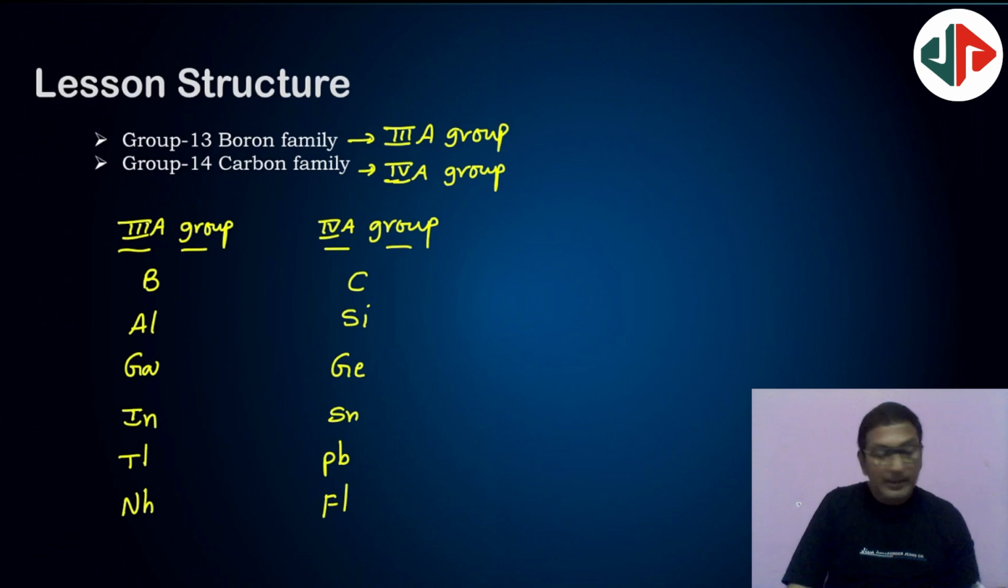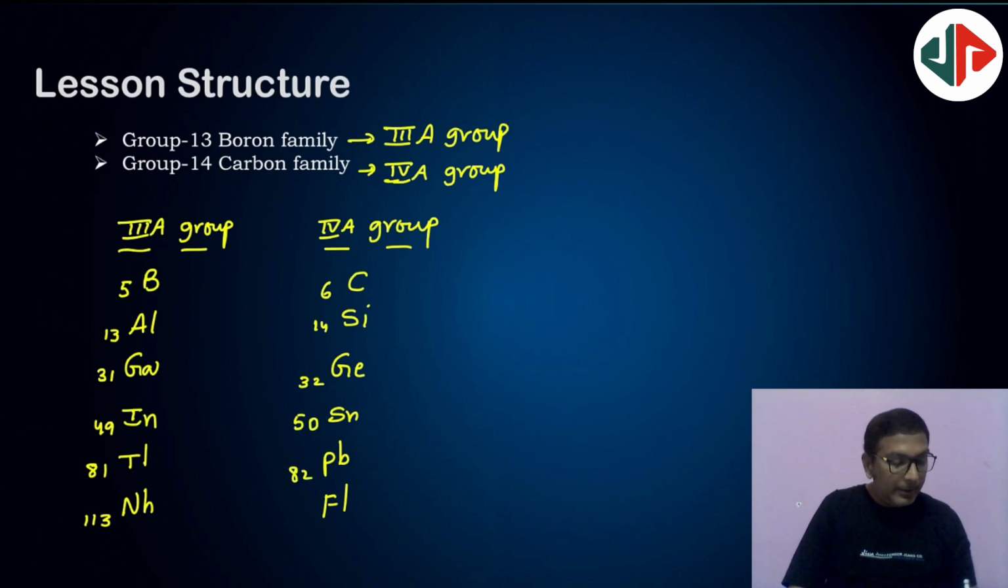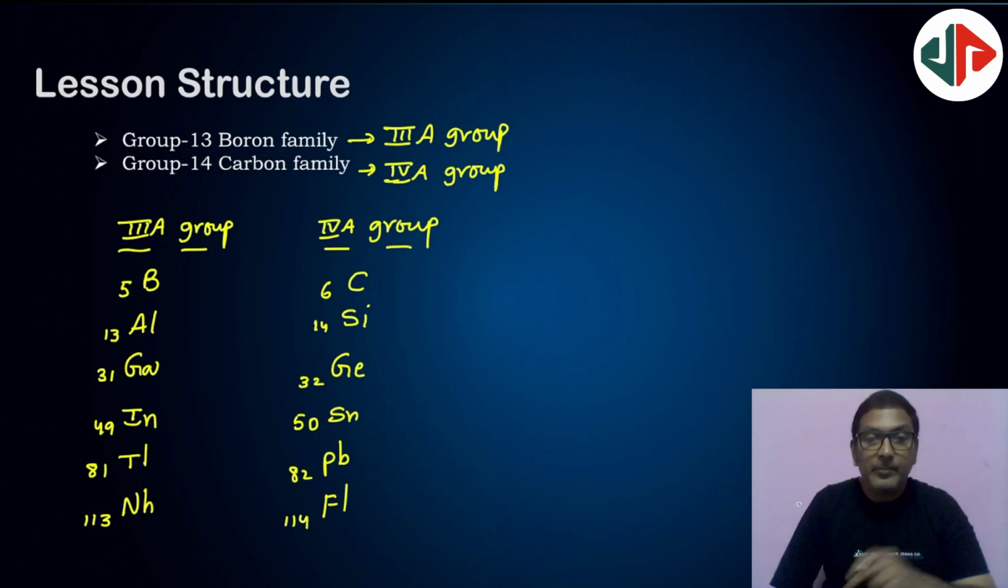So the atomic numbers are: boron 5, we know. Here 13, 31, 49, 81, 113. Next carbon 6, silicon 14, 32, 50, 82, 114. These are the atomic numbers. So here you have to remember the elements and corresponding atomic numbers.